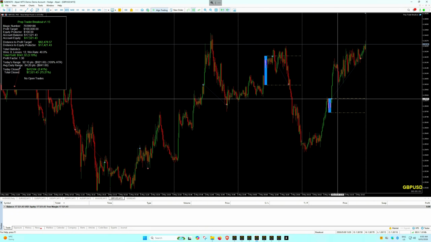Let's see how big a trade this was. So that was 11 pips stop loss and 33 pips take profit. So that's a 3R trade. We got 2.41% out of that one as well.